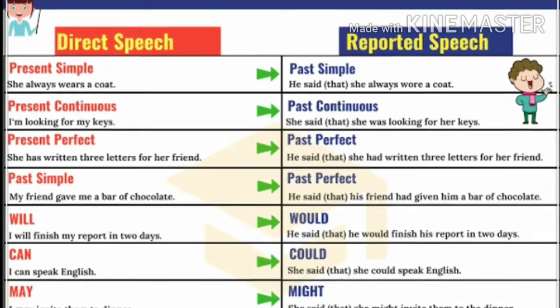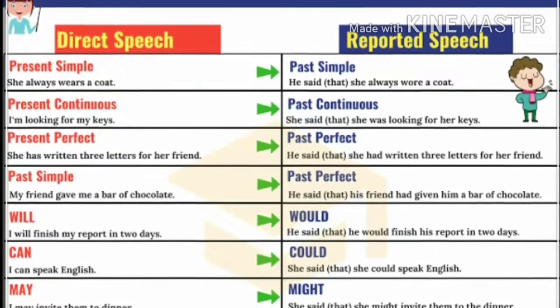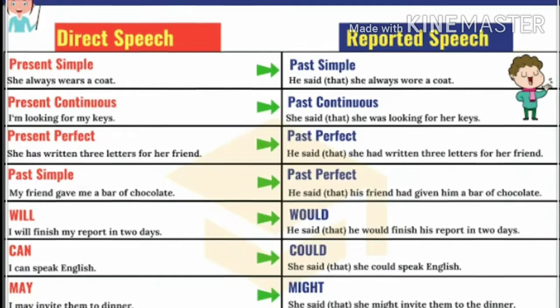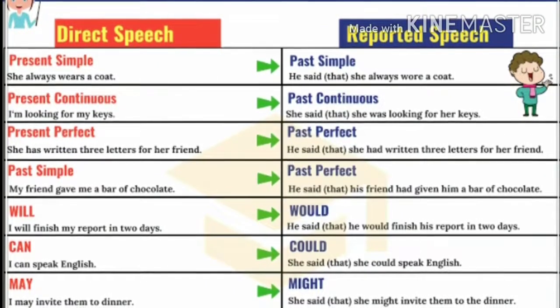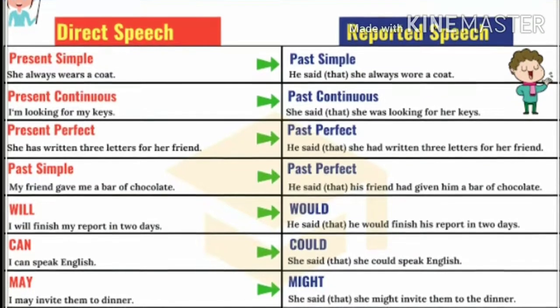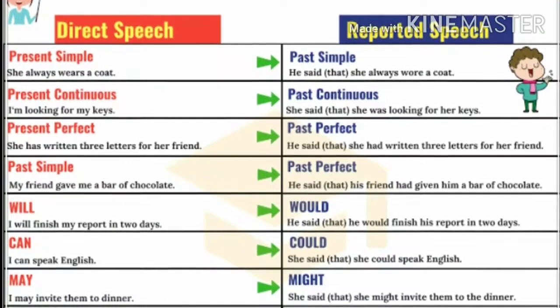Your present perfect will become past perfect. She has written 3 letters for her friend. Past perfect will be he said that she had written 3 letters for her friend. Past simple will become past perfect. Here is the example.